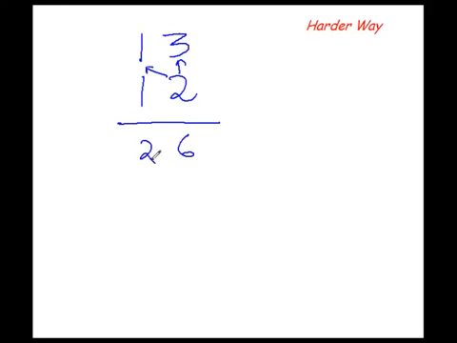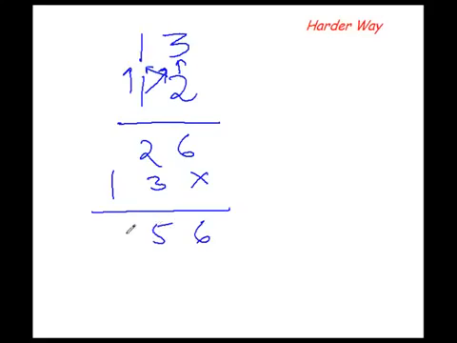So let's see the usual way of multiplying 13 with 12. So 2 threes are 6, 2 ones are 2, 1 three is 3, 1 one is 1. Now add the numbers in the column. So 6, 3 plus 2 is 5, and this is 1.